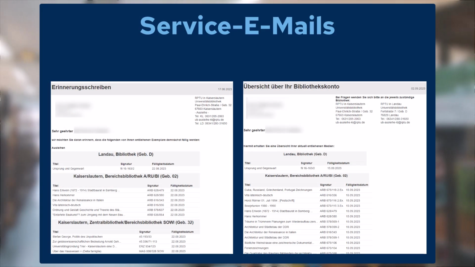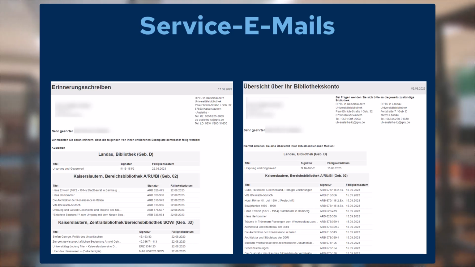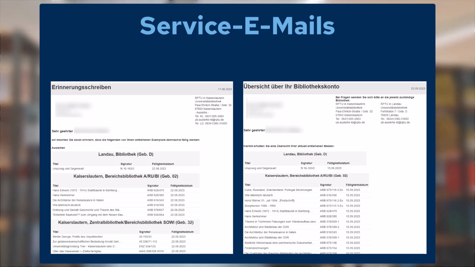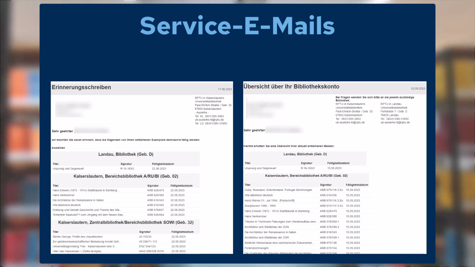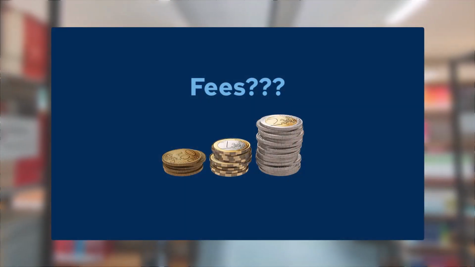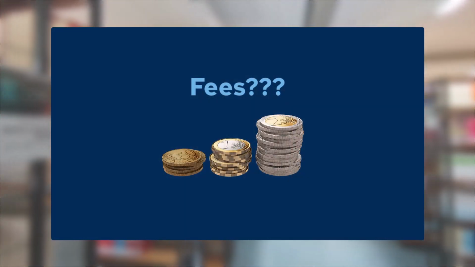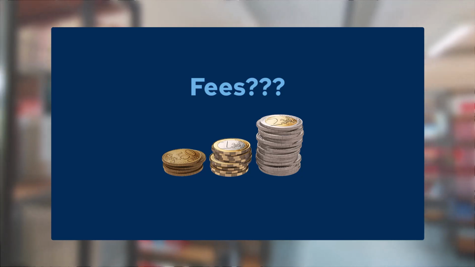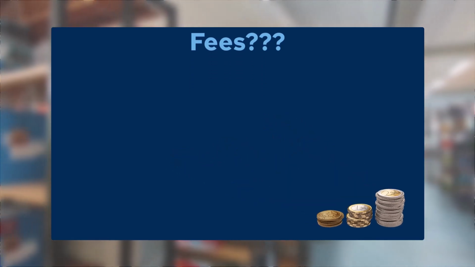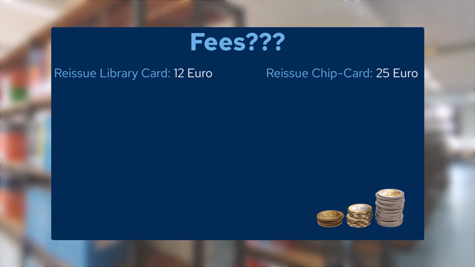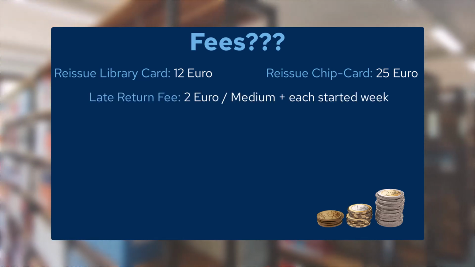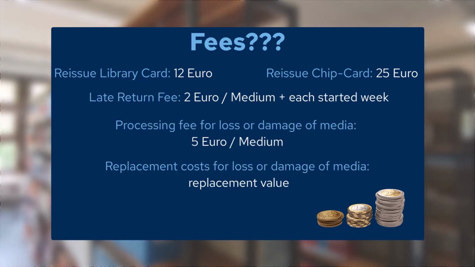You will receive a reminder email before the loan period expires, and there is also a monthly account statement if you have borrowed items or have any outstanding fees. Now you're probably thinking, what? Fees? Using the library's services is free for you with a few exceptions. These include, for example, issuing replacement cards, late returns of borrowed items, as well as their damage or loss, or ordering literature via interlibrary loan.